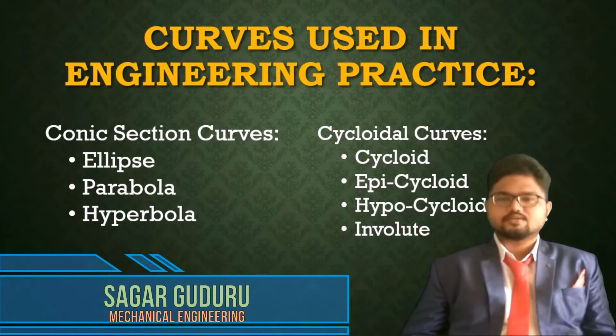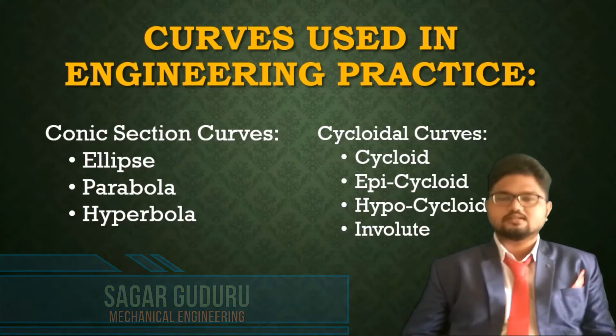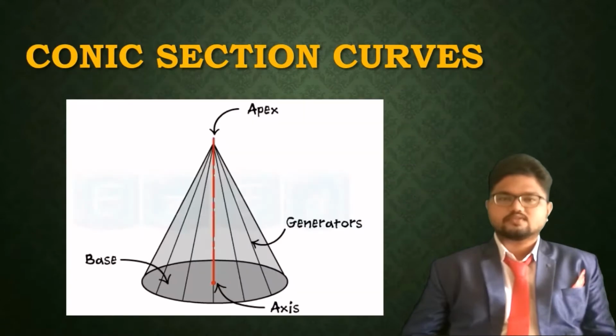In this video, I am going to discuss only the ellipse curve, how to draw an ellipse using the general method or eccentricity method. So first of all, we will talk about conic sections. What is a cone? How will a cone be? What entities does a cone have? So a cone has a base as a circle, and it has generators, and it has a center, and it has a vertex, and it has an apex.